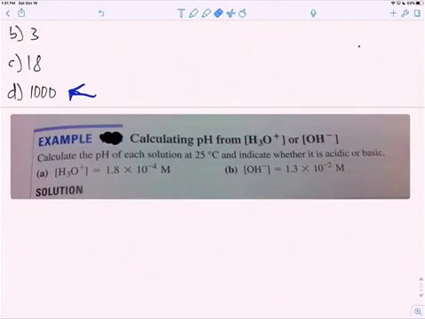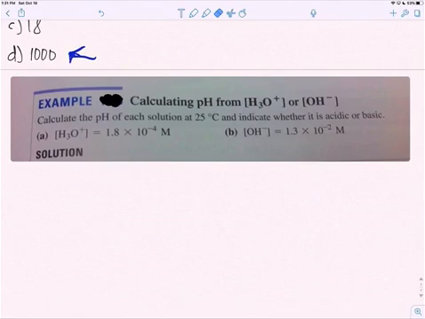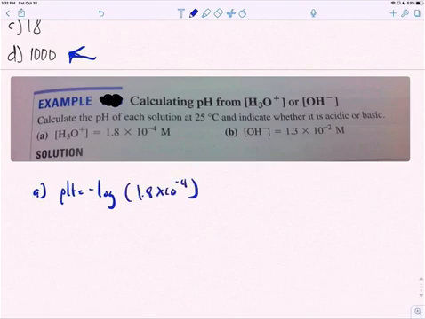Calculate the pH of these solutions and say if it's acidic or basic. So for part A, pH is just minus log of the hydrogen ion concentration, 1.8 times 10 to the minus 4. So this is just straight shot. This is 3.74. And remember, 2 sig figs after the decimal point. This is acidic.